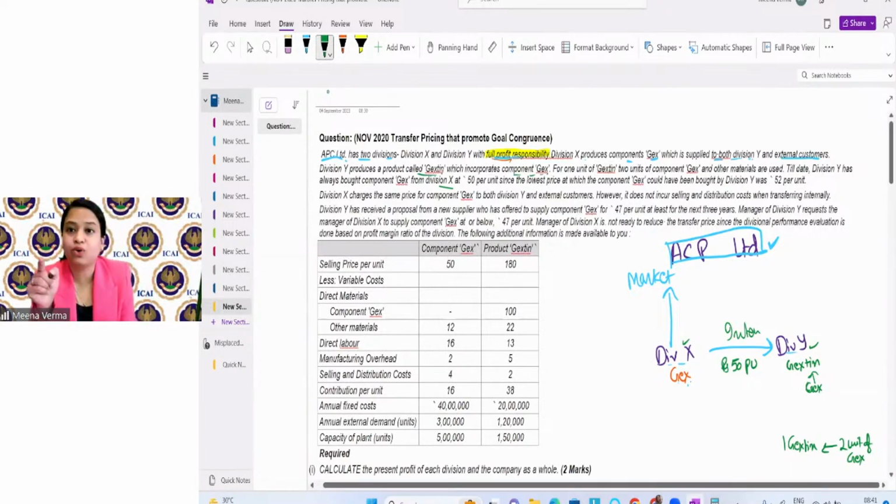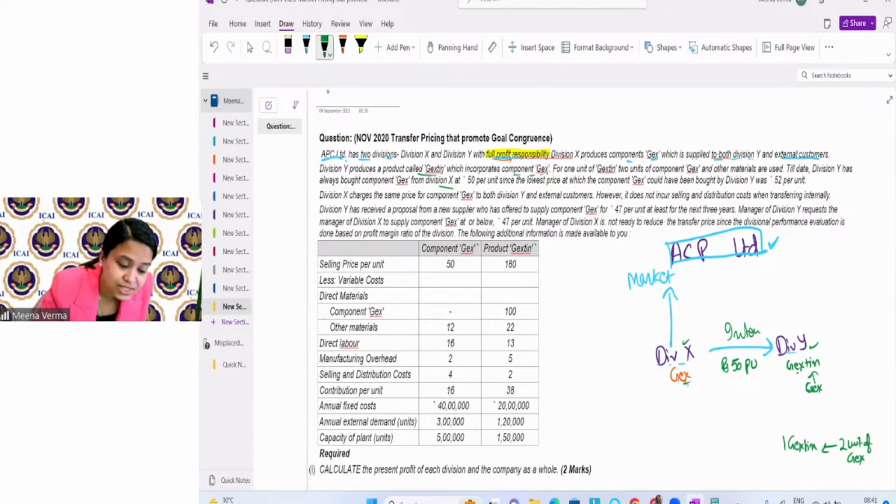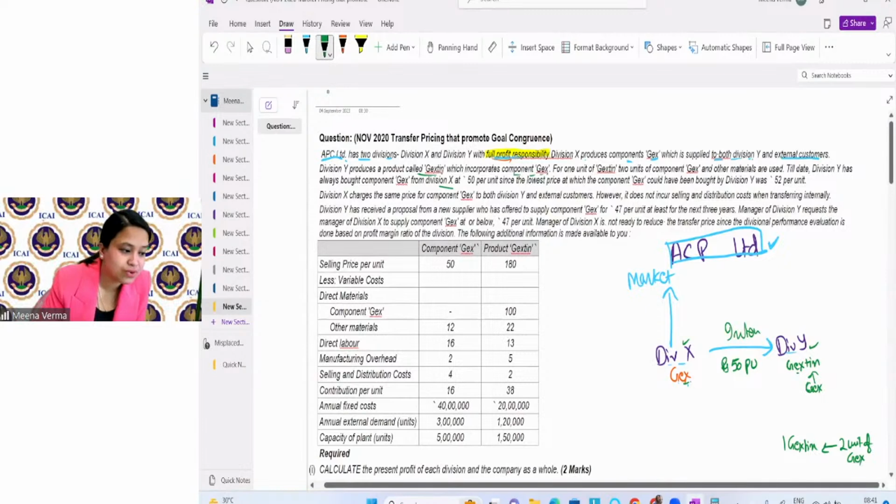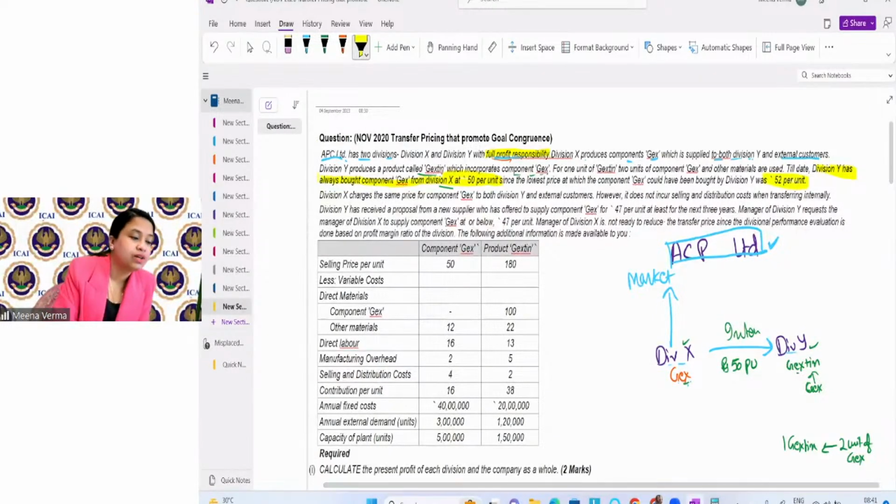Okay, now see, this is not a question of finding the transfer price, because the transfer price is given. They have already given that Jex is transferred from division X to division Y at rupees 50, right? Okay, it is given. Division Y has always bought the component from division X at rupees 50. Transfer price is given. Also, the lowest price at which the Jex could have been bought by division Y was 52. This is also given.